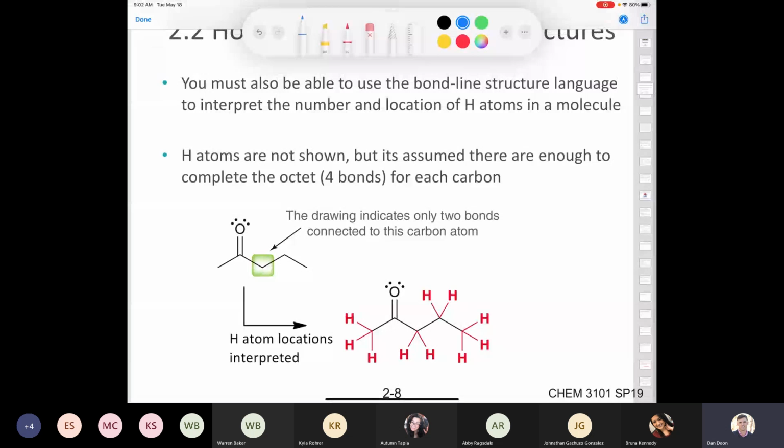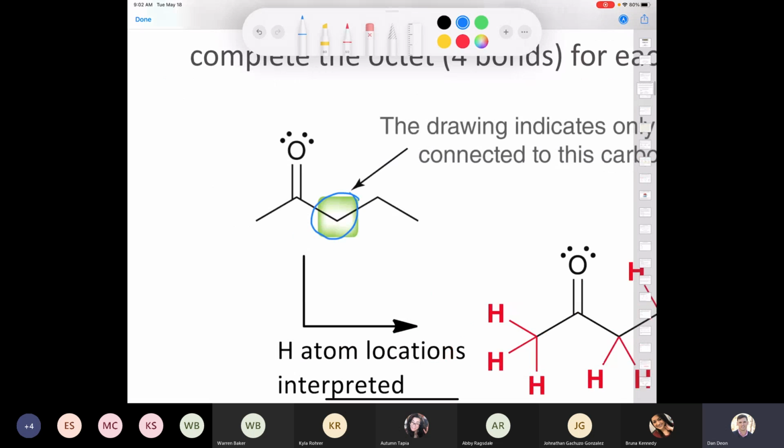You must also be able to use bond line structure language to interpret the number and location of hydrogens. And I just showed you how to do that. If you look at this molecule here, this is called 2-pentanone. If you look at this carbon here, and I'm just reviewing what we've already covered, it looks like it's only got 2 bonds, doesn't it? It's got this bond and this bond, but as we just discussed, we know that it is implied that you have 2 bonds to hydrogen like that.